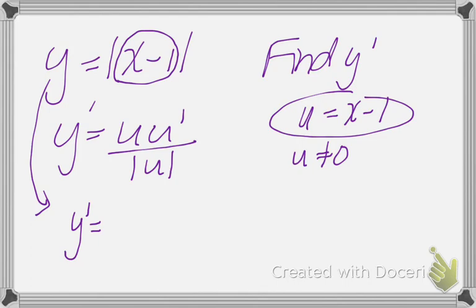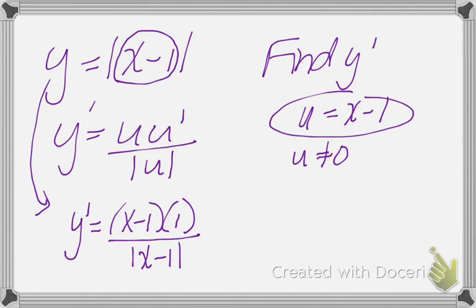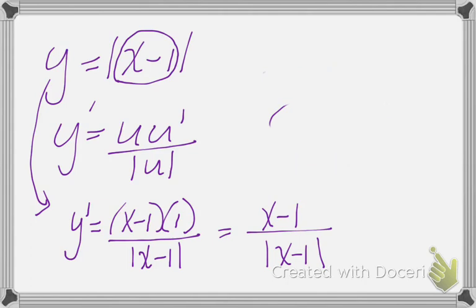So y prime is u, that's x minus 1, times u prime, which is just 1, which we don't even have to write. I'm just putting it there so you don't wonder where it went, over the absolute value of u. Okay, so just simplifying a little bit, we get x minus 1 over the absolute value of x minus 1.